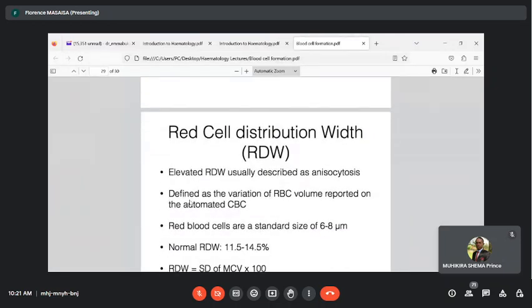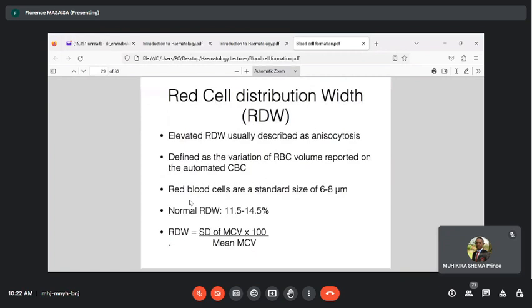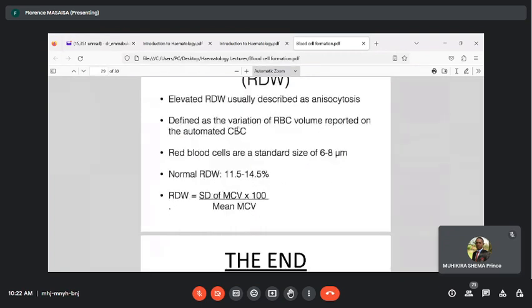There is another thing we call red cell distribution width, which, when it is elevated, describes the anisocytosis. It means that the RDW measures the variation in size of red cells. So if you have smaller and larger cells, too much variation, that will be reflected by increased RDW. The normal range is between 11.5 to 14.5.